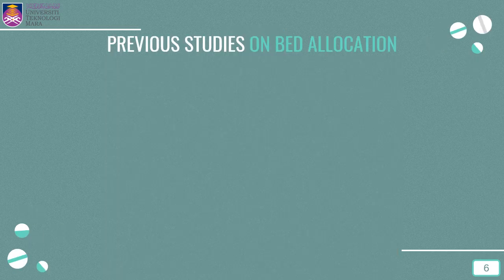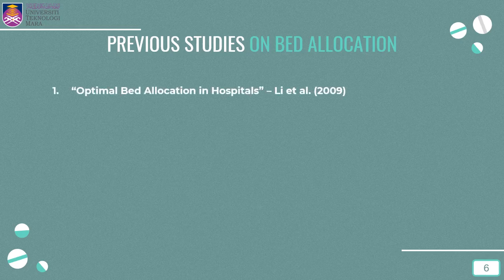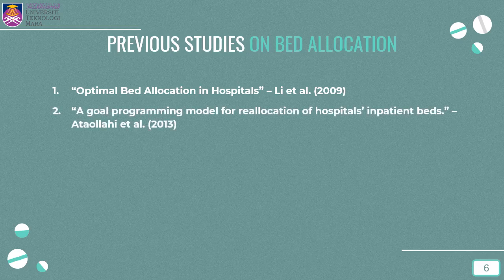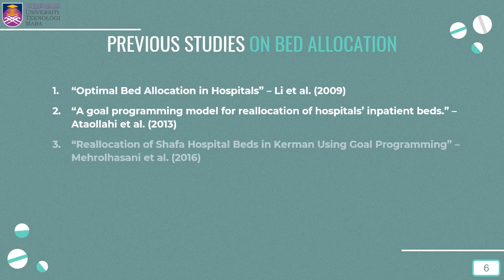Now, we will go through an overview of the literature materials referred to while completing this study. There are 5 previous studies that are mainly referred to. 1. Optimal Bed Allocation in Hospitals by Lee et al. in 2009. 2. A goal programming model for reallocation of hospitals' inpatient beds by Ataullah et al. in 2013. 3. Reallocation of Shafa Hospital beds in Kerman using goal programming by Mehrul Hassani et al. in 2016.